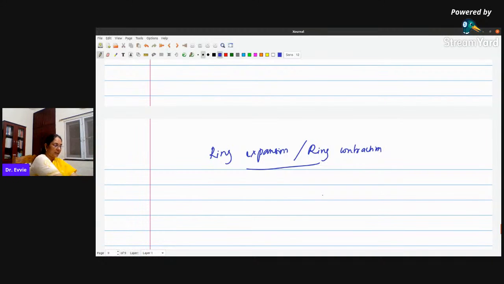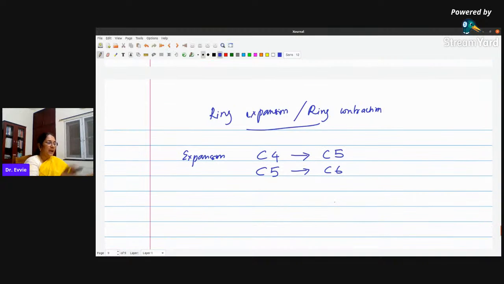So the conditions for ring expansion are: a C4, with 4 carbons, a cyclobutane kind of thing, can become C5. This is one condition, and a C5 can become C6. In the ring, a 4-membered ring will become a 5-membered ring, and a 5-membered ring can become a 6-membered ring. And in the contraction, there's only one thing, that is a C4 compound can become a C3 compound. So these are the main conditions.